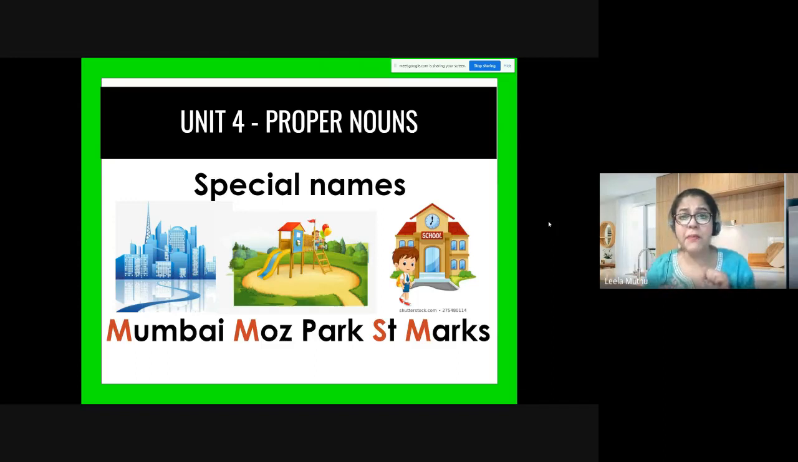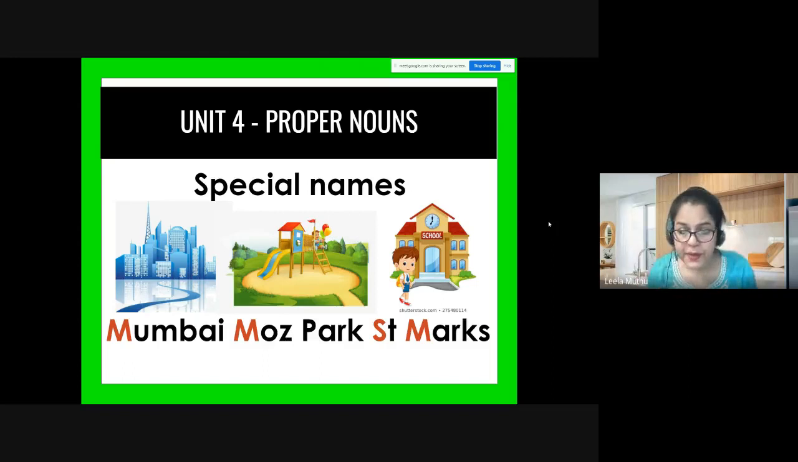Now, if you look at St. Mark's Nursery and Primary School, Saint begins with a capital S, Mark's begins with a capital M, Nursery begins with a capital N, and Primary begins with a capital P, and School begins with a capital S. This is a special name that has been given to the school, all capitalized.